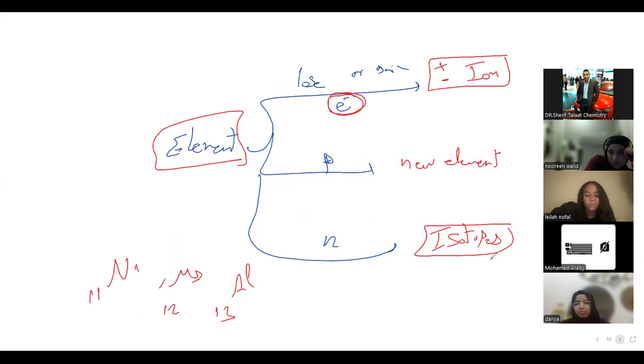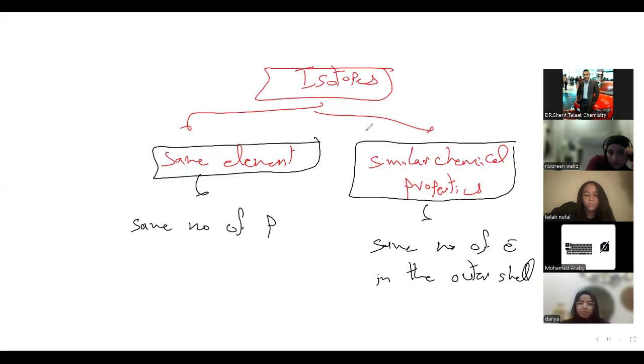After that, we said, in isotopes, they are same element because they have same number of protons. Similar chemical properties because they have same number of electrons in the outer shell.